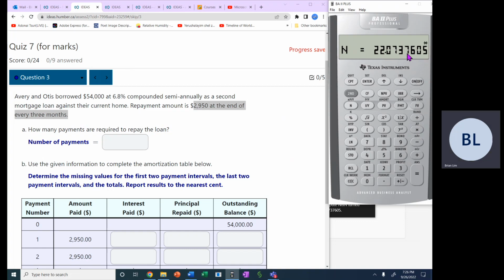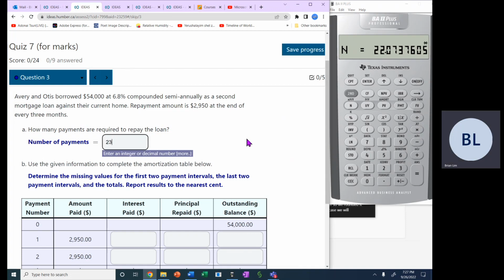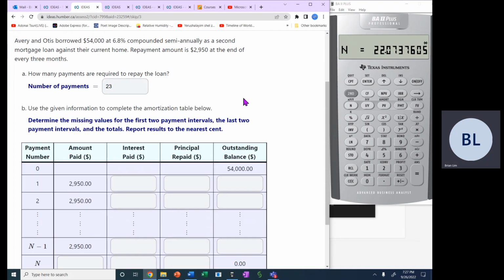22.0737605. Now, we cannot have a 22.073 payment as number of payments. It has to be a whole number. So we round it up, and in this case, we will put in 23. Okay, so we have calculated the number of payments. Now, we don't put 23 into the calculator. We leave the value for N as it has been computed.